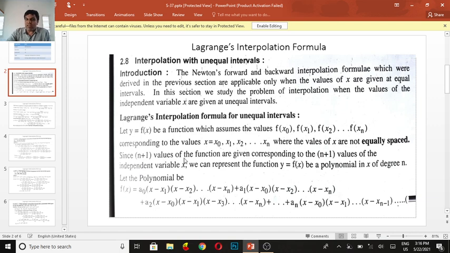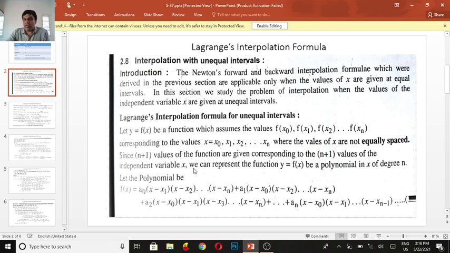Since n plus 1 values of the function are given, there are corresponding n plus 1 values of the independent variable x. The values depend on x. If we give 5 values for x, we get 5 values of the function. If we give 10 values for x, we get 10 values of the given function. Since n plus 1 values of the function are given, they correspond to the n plus 1 values of the independent variable x, starting from x naught.